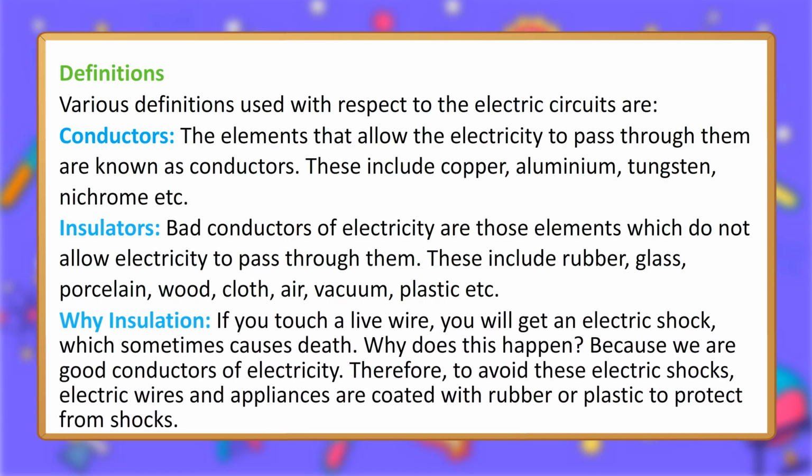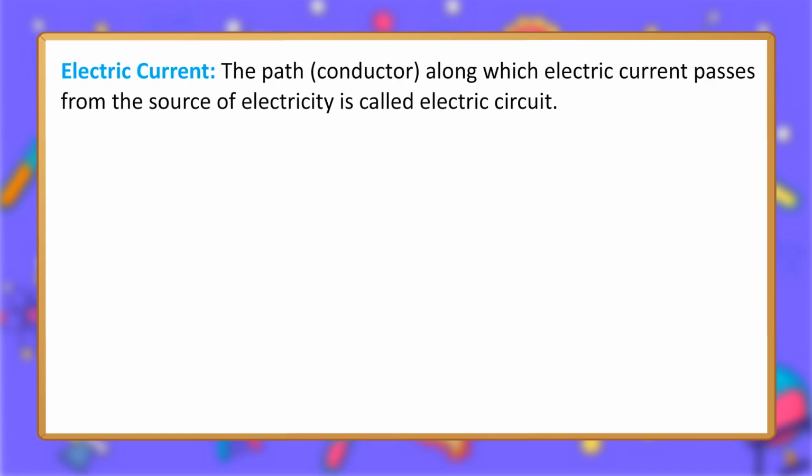Wire insulation. If you touch a live wire, you will get an electric shock, which sometimes causes death. Why does this happen? Because we are good conductors of electricity. Therefore, to avoid these electric shocks, electric wires and appliances are coated with rubber or plastic to protect from shocks.